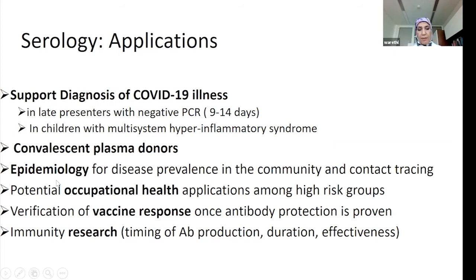The huge role also is the epidemiology of the disease and the seroprevalence in the community. It's very, very important to calculate true case fatality and so on when you do the seroprevalence in a given community, and also contact tracing. There are potential applications with occupational health as well, again amongst the higher risk groups. And then, of course, when the vaccine becomes available, to test the vaccination response, or who should take it, who shouldn't, and many more when it comes to research.